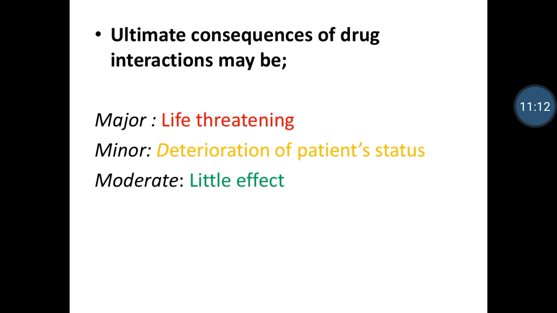The ultimate consequence of drug interaction may be major and life threatening, meaning death may occur. Or minor deterioration of patient status. Very low, mild interaction is there, and moderate has very little effect. They can be easily overcome.